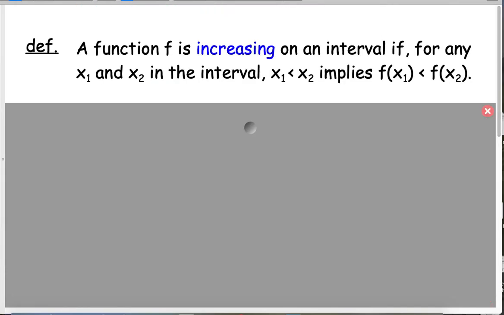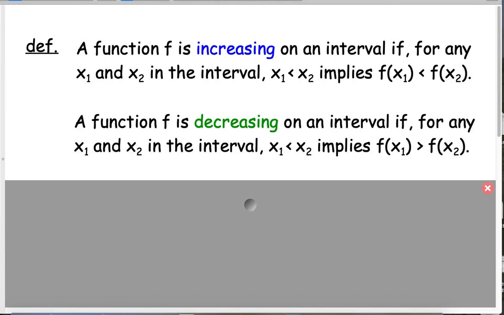When is a function increasing? A function's increasing on an interval, so we talk about it only increasing on an interval, not at a specific point. When we get into calculus, we can talk about increasing at a point. For any x sub 1 and x sub 2 in the interval, where x sub 1 is less than x sub 2, so that means on a graph, the x sub 1 is to the left of x sub 2 value. If that's true, that implies that the y value, or the output at x sub 1, is going to be less than or lower than the y value for x sub 2.